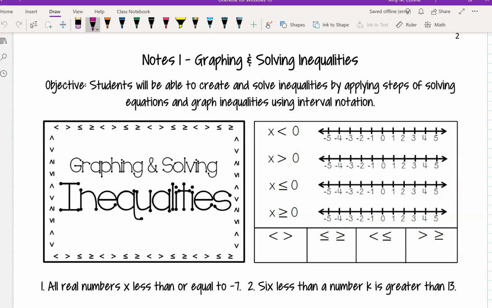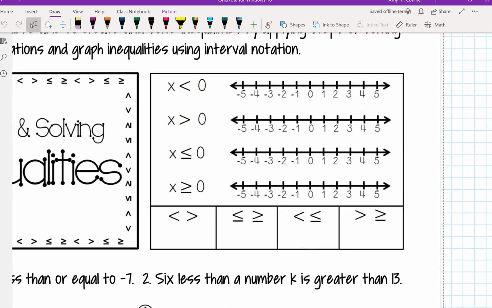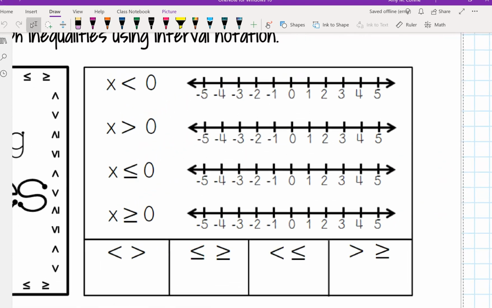Hi guys, so we're going to do graphing and solving inequalities. We're going to use what we learned with equations to solve, and we're going to learn some new stuff on the graphing. So first things first, we have our different symbols.